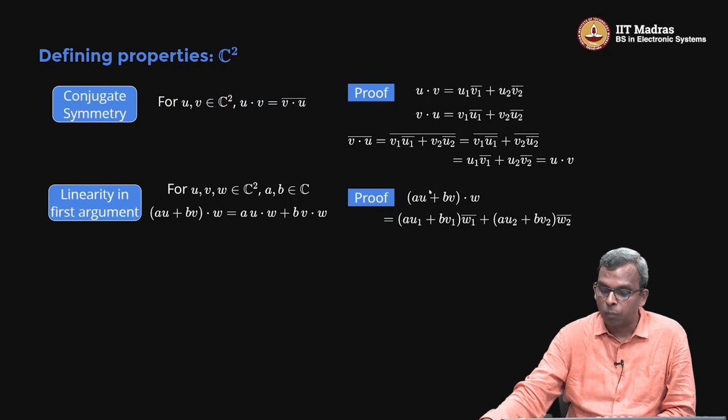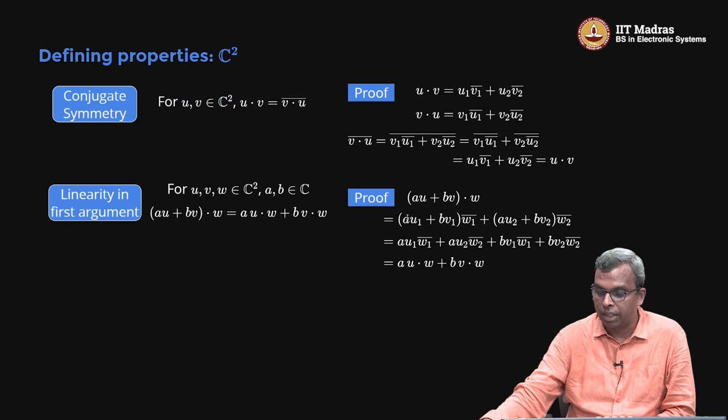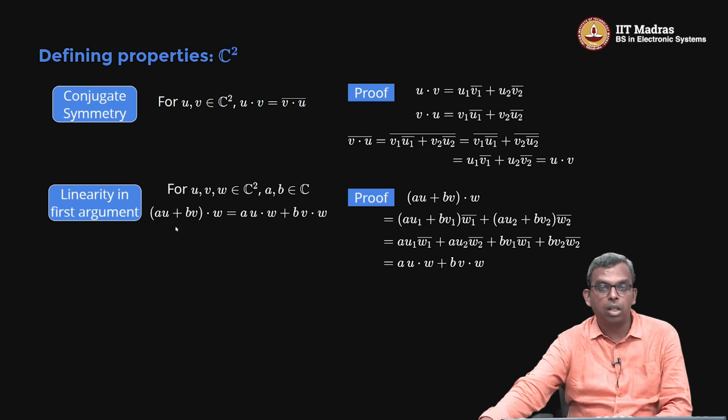If you do this, this is the same as a u1 plus b v1 times w1 bar plus a u2 plus b v2 times w2 bar, and then you multiply out, simplify, and rearrange. The first term and the second term give you a u dot w, and then this term and that term give you b v dot w. So you can distribute over the first argument. The first argument is just totally linear. Any linear combination becomes, you do the dot product first and then you do the linear combination later.